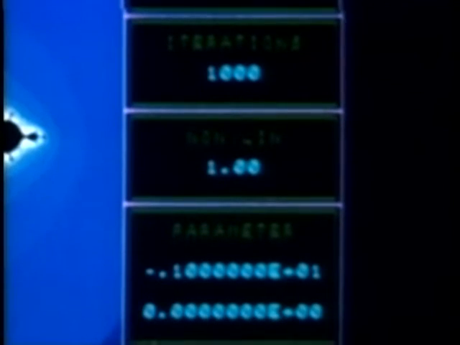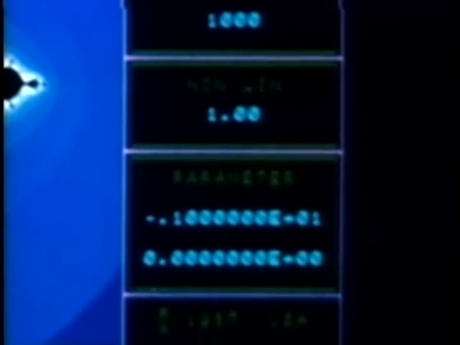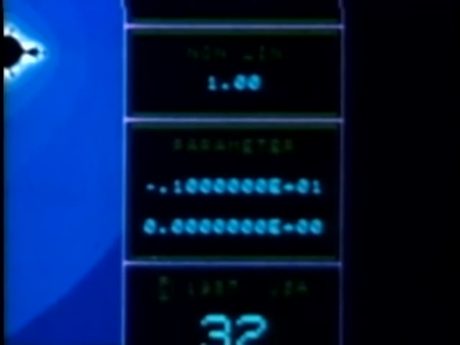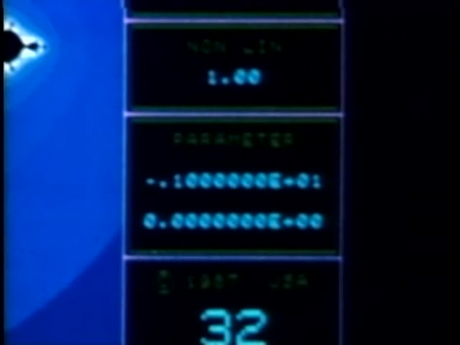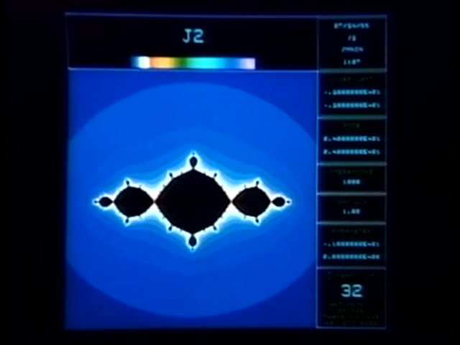The number of iterations is 1,000. The non-lin is a parameter having to do with the colors. The important number is this number minus 0.1 E01, in other words, minus 1. The picture concerns iteration of the polynomial z squared minus 1.